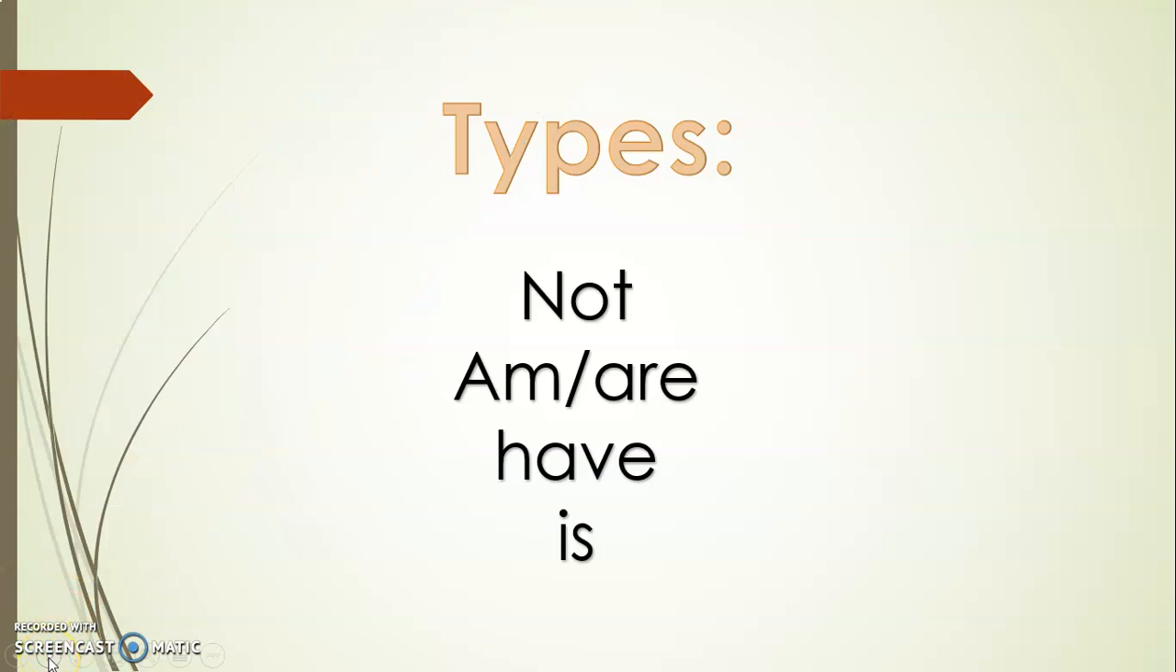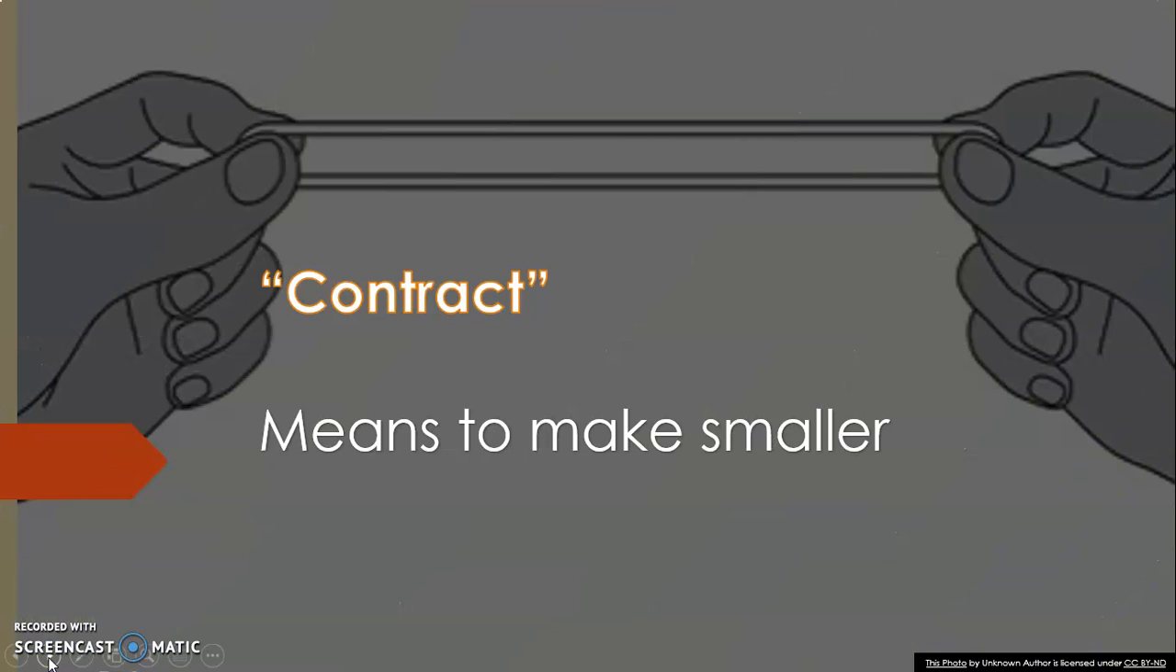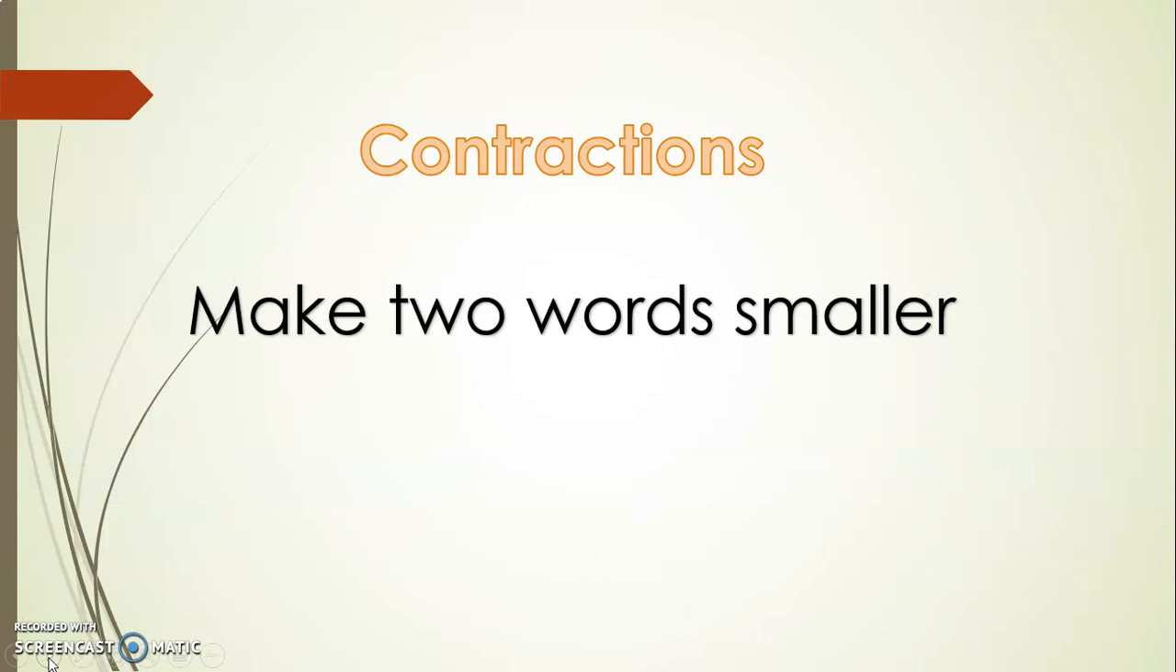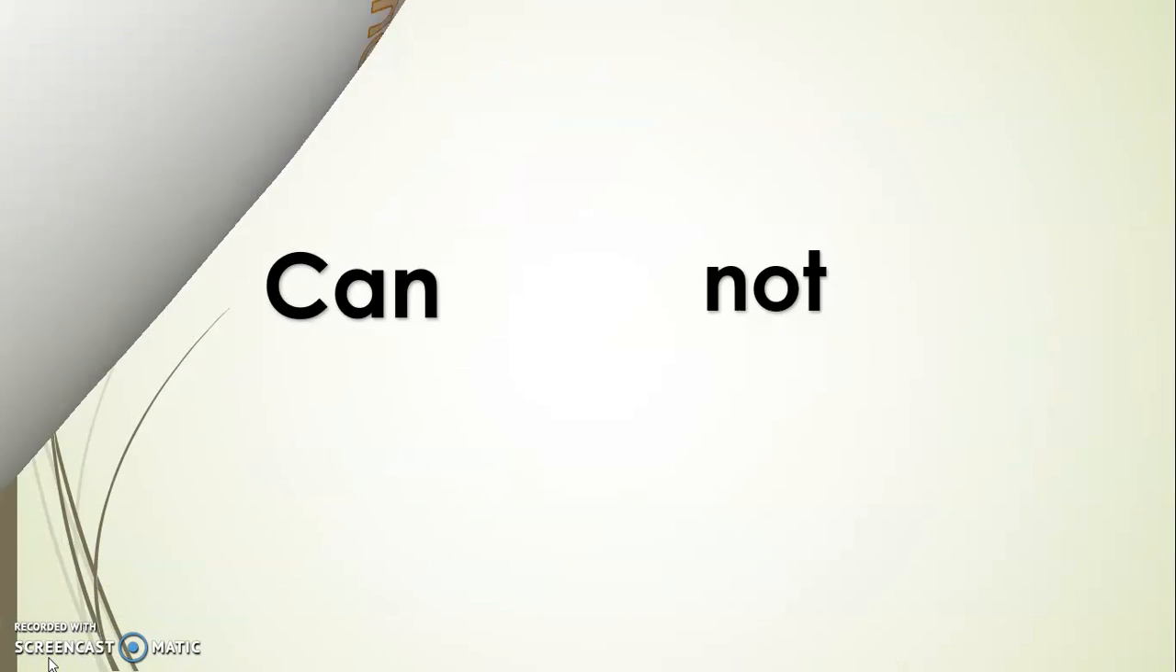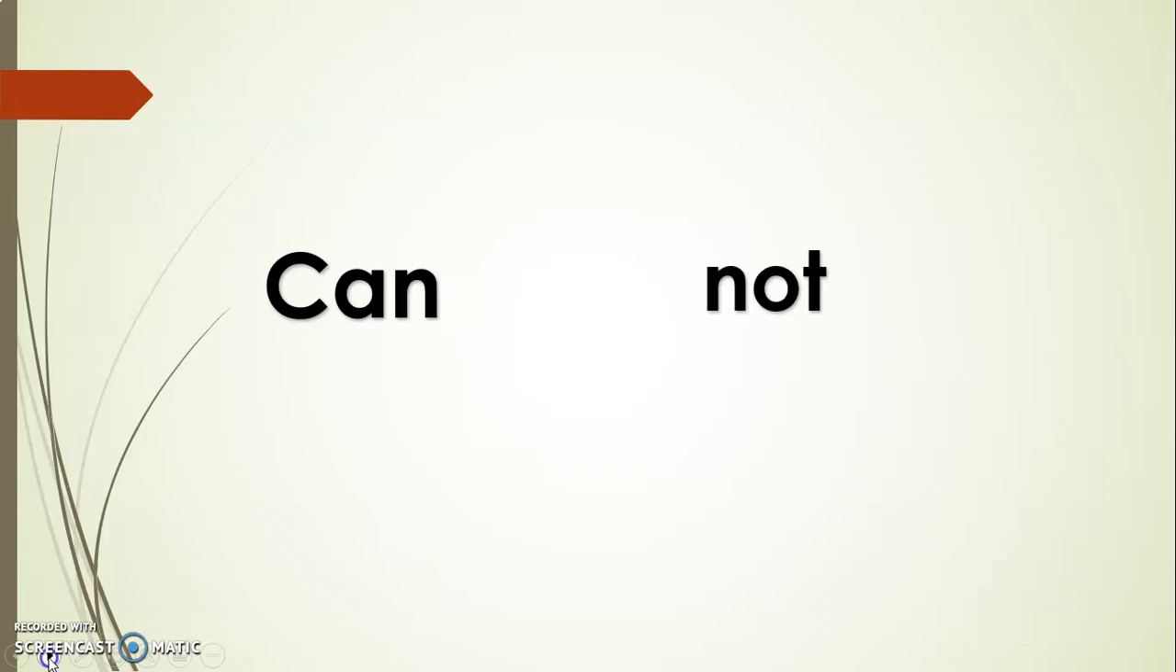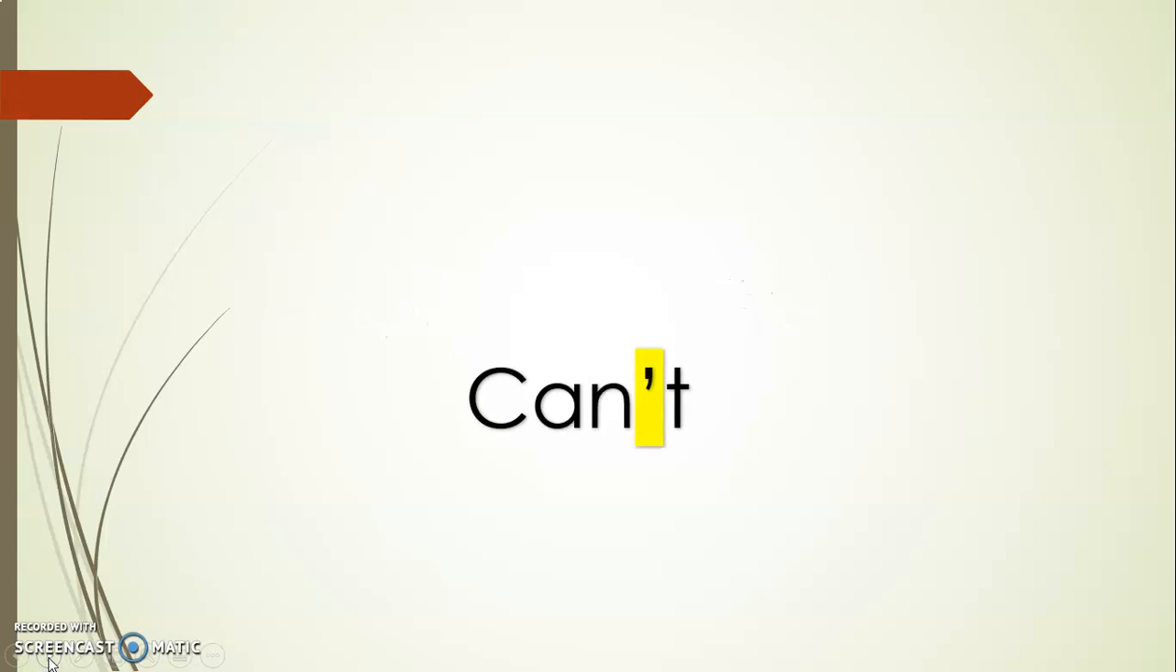Okay, before we get into the different types of contractions, let's first talk about what they are. Contract, which is a little word in contractions, means to make something smaller. So contractions is just when we have two words and we make them smaller, usually into just one word. So can and not, we shrink those two, and we can turn it into can't.